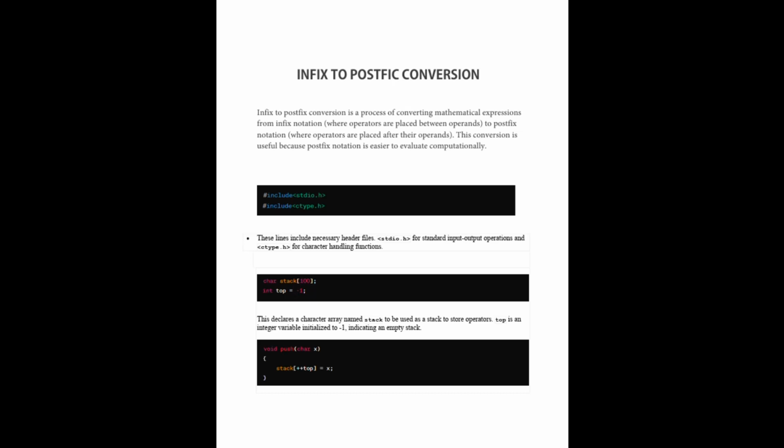As we can see, we have used two header files. One is standard input output, and the other one is character handling functions. Next we have declared a character array named stack to be used as a stack to store operators. Top is an integer variable initialized to -1. If we have given the value as -1, it means the stack is empty.